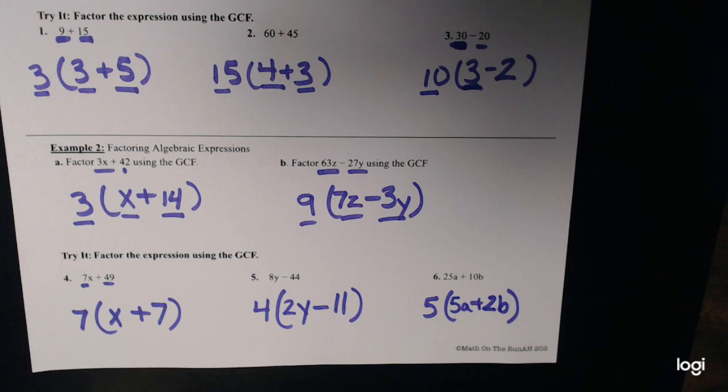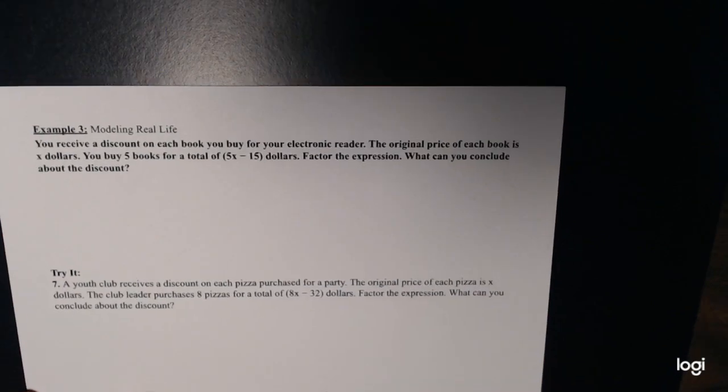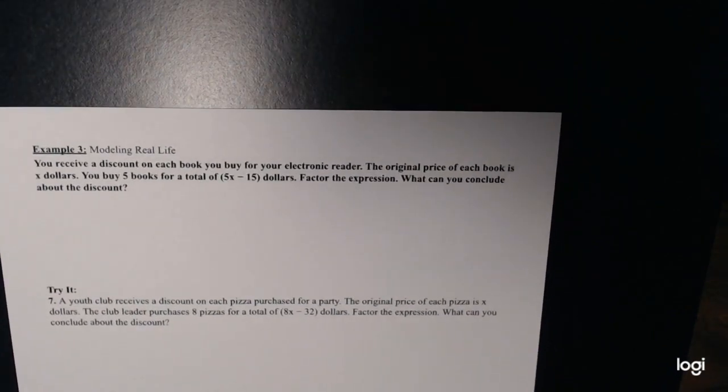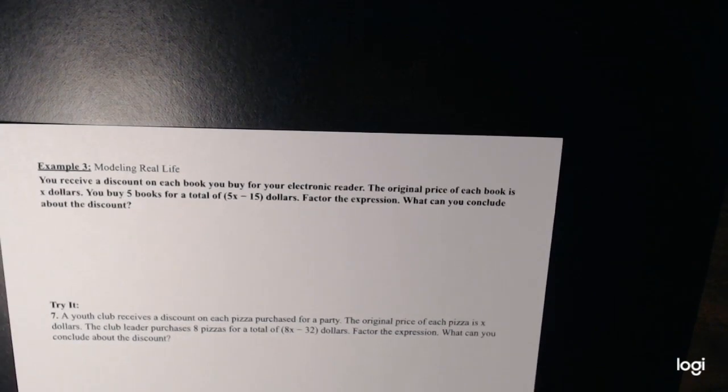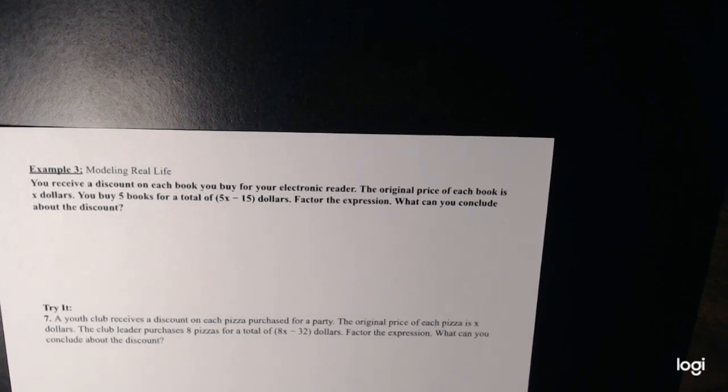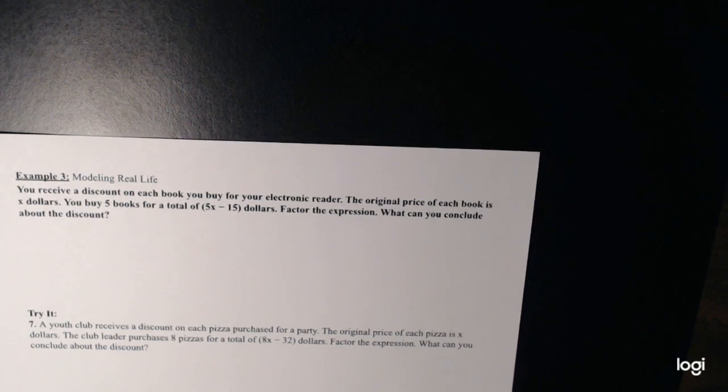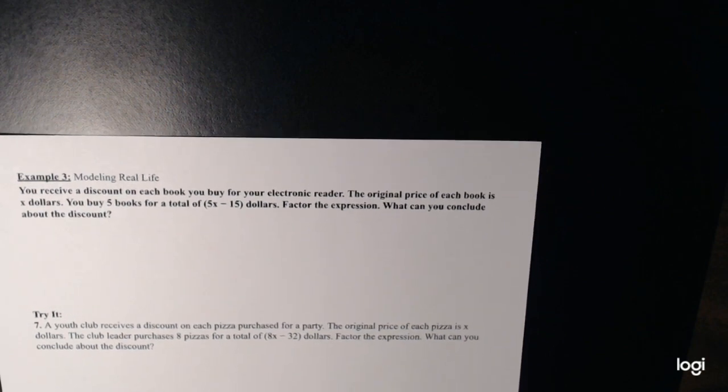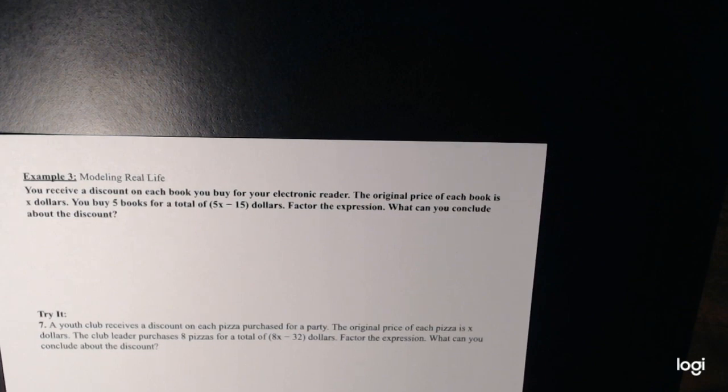Turn over to the back side. All right, here we have a story problem that says, let's get ourselves a little modeling real life. You receive a discount on each book you buy for your electronic reader. The original price of each book is X dollars. You buy 5 books for a total of 5x minus $15. Factor the expression. What can you conclude about the discount?